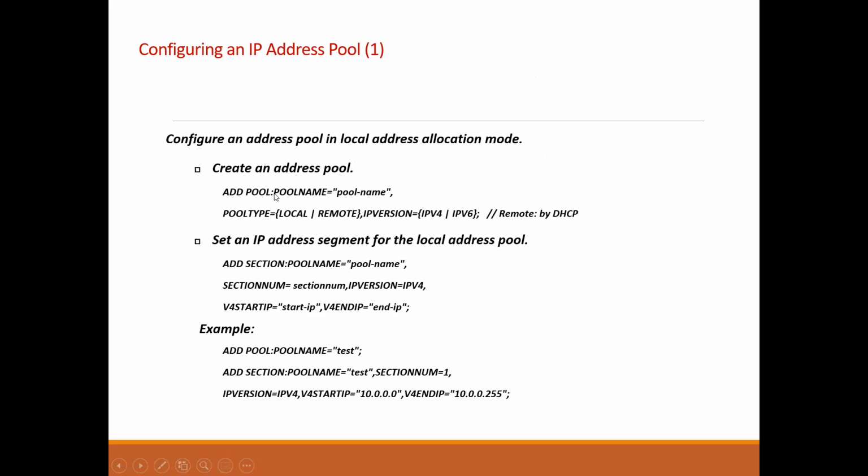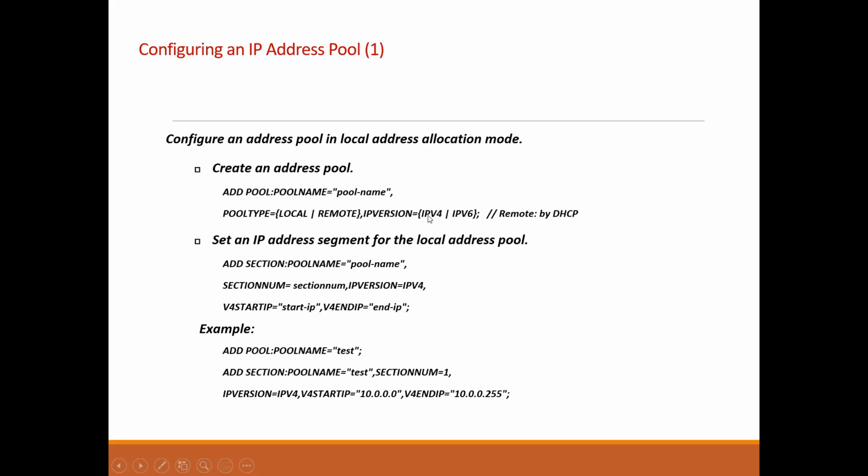You create an address pool with add pool and the pool name, and then you specify whether the IPs are going to be provided locally or remotely. Local means that the GGSN itself will have the IP addresses, and remote means that they will be provided by your DHCP. And then which sorts of IP are going to be configured in this pool?